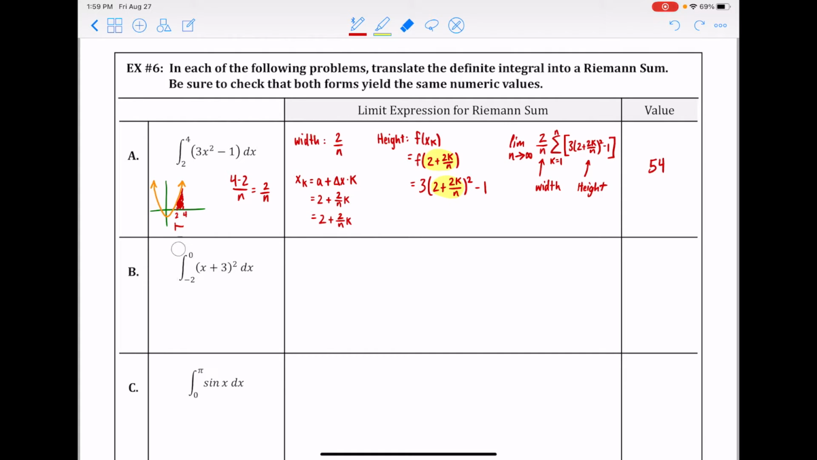They want you to take the integral here and write it as a Riemann sum where the limit as n approaches infinity of the number of rectangles is going to give you the exact area instead of the approximate area. So let's do that.